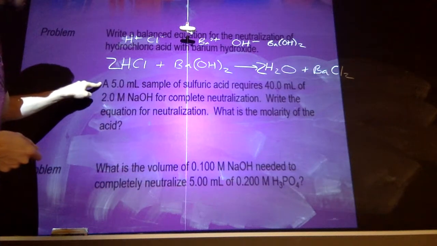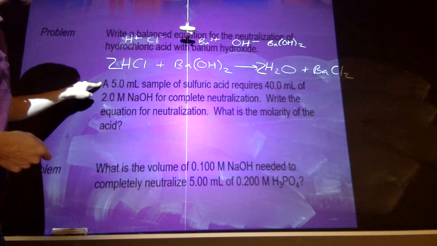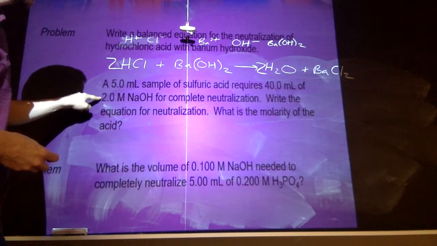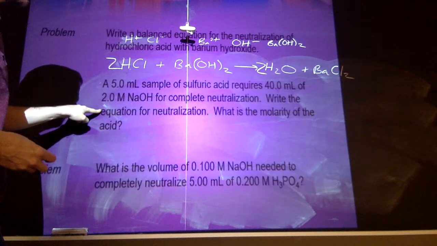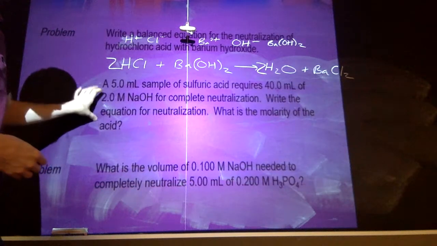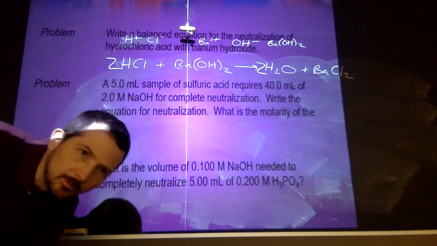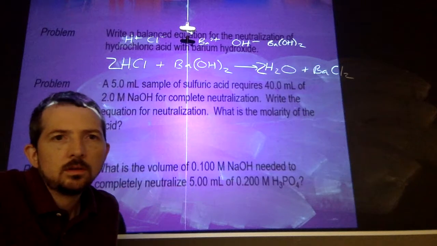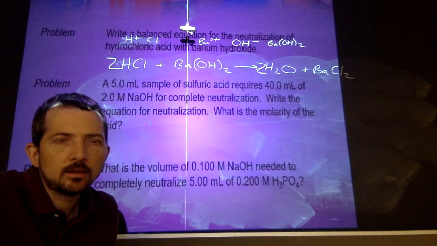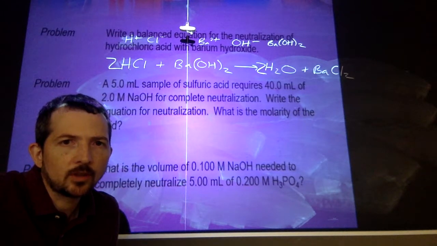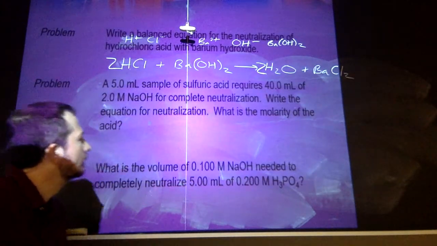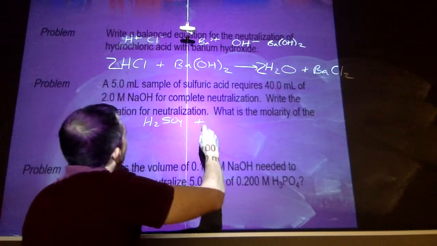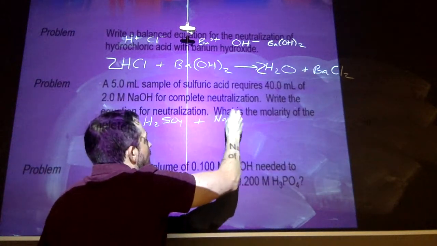So here I'm given a 5 milliliter sample of sulfuric acid requires 40 milliliters of 2 molar sodium hydroxide for complete neutralization. I have to write the equation for neutralization, and I'm asked to find the molarity of your acid. So this is your typical titration problem. And so, first, let's go ahead and write our equation for neutralization. So sulfuric acid, H2SO4, plus sodium hydroxide.